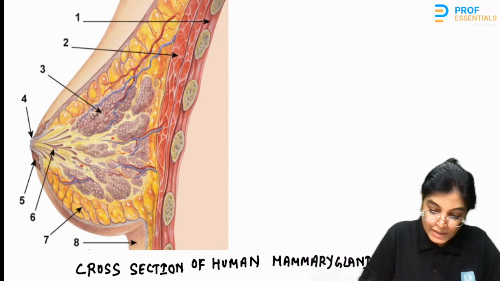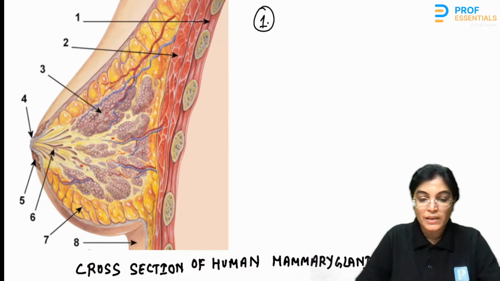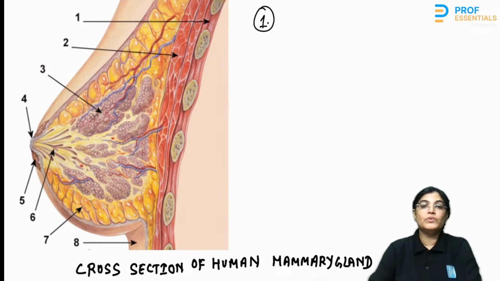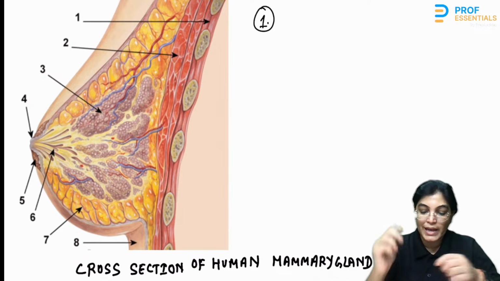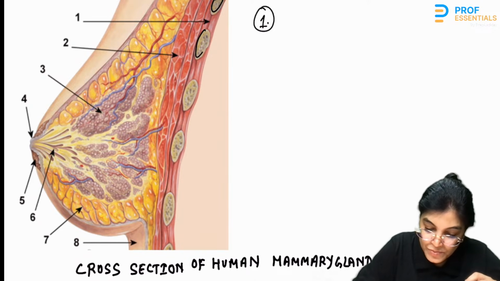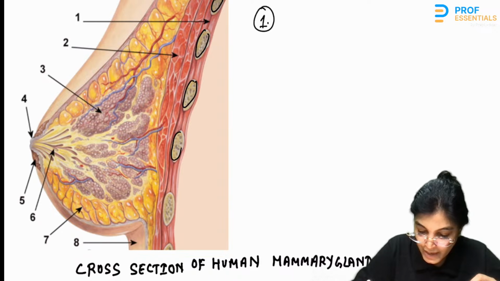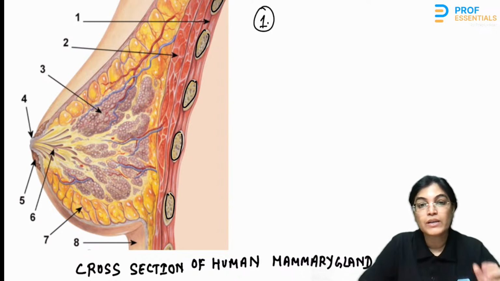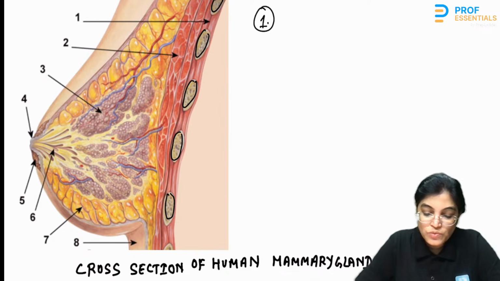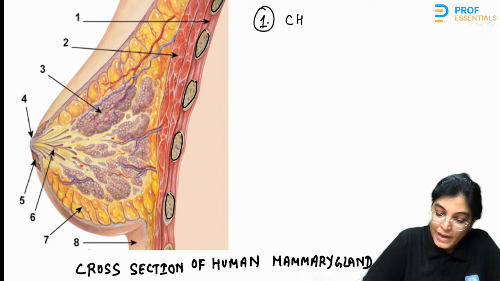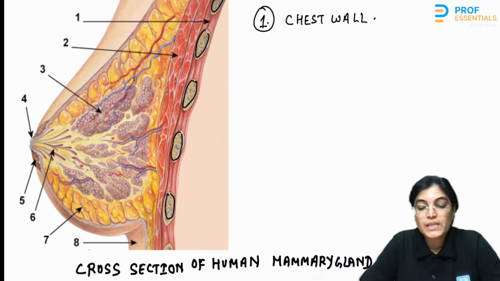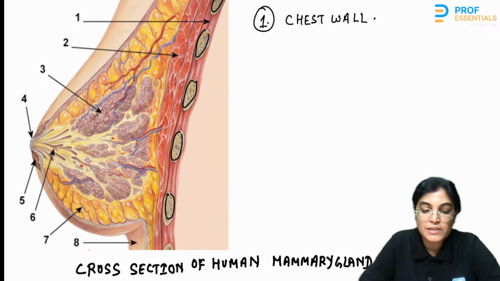So here, what is one? Any idea how you can identify one? You can see the cut sections of the ribs. These are the ribs which have been cut in cross section. So that means one will be the area of the chest wall. I am writing just chest wall because we have not covered the thorax gross anatomy. So just understand it is the chest wall, which will contain the intercostal muscles and all.